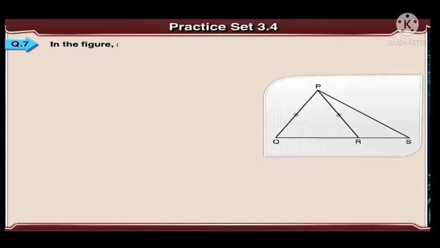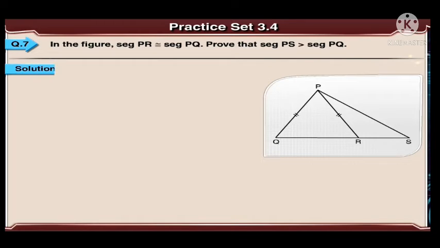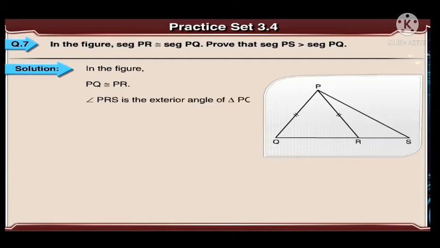Question number 7. In the figure, segment PR is congruent to segment PQ. Prove that segment PS is greater than segment PQ. Solution. In the figure, PQ is congruent to PR. Angle PRS is the exterior angle of triangle PQR. Therefore, angle PRS is equal to angle QPR plus angle PQR. Therefore, angle PRS is greater than angle PQR.